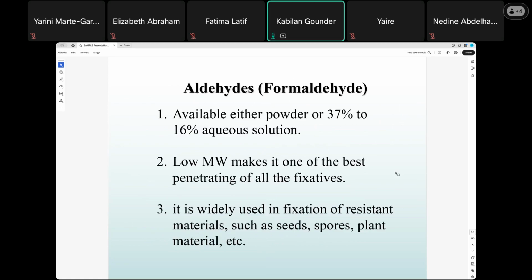As we mentioned earlier, the fixative for light microscopy is paraformaldehyde. Paraformaldehyde is available either as powder or aqueous solutions. The aldehyde has low molecular weight, which is why it is one of the best penetrating fixatives of all. Also, paraformaldehyde is widely used in fixation of resistant materials such as seeds, spores, plant materials, etc.